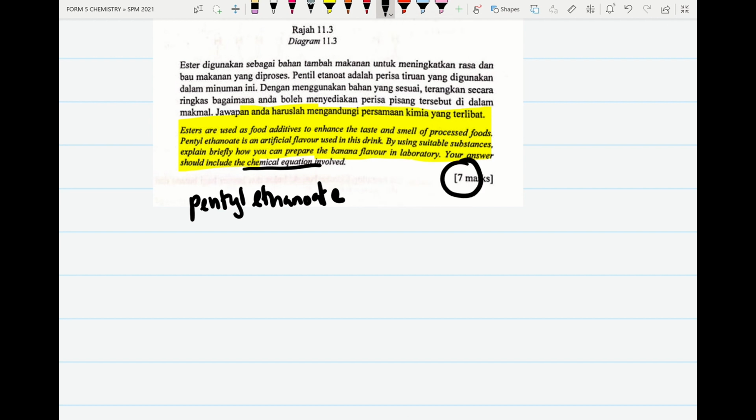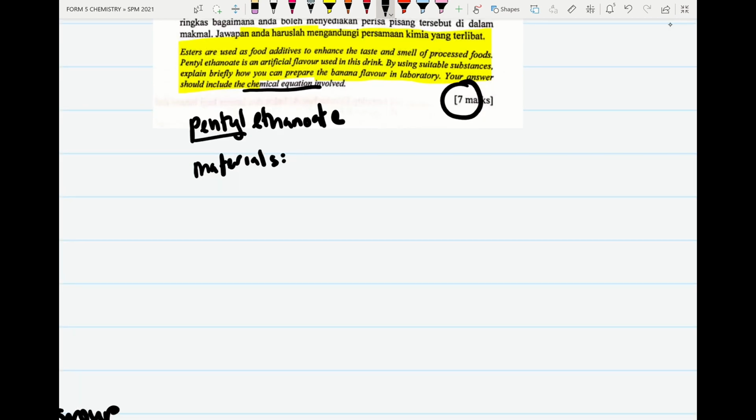All right, for this, 7 marks are given, so I will start with the materials. The materials needed: pentanol, so I put here pentanol solution. For ethanoate, I need a carboxylic acid, which is ethanoic acid.